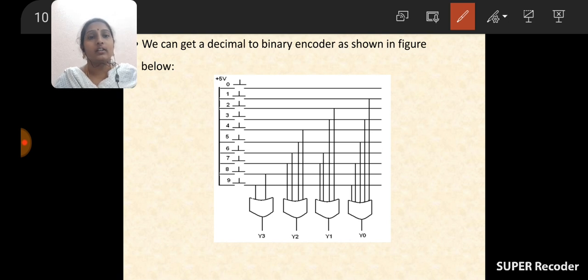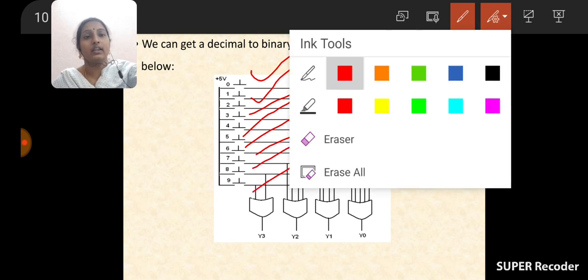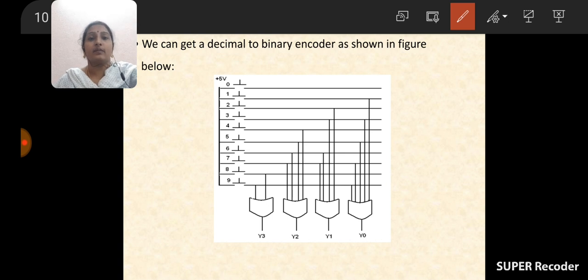And here in the circuit, how many push button switches are there? 10 push button switches are there. The first one is indicated with a 0 push button switch. Next one is 1, 2, 3, 4, 5, 6, 7, 8, 9. So serially we number the push button switches from 0 to 9. So total, 10 push button switches are there.